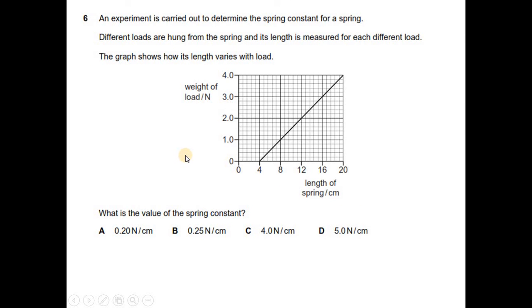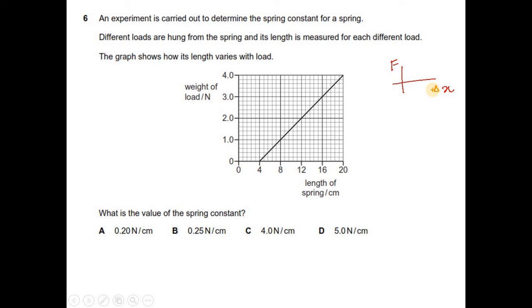Question number 6. An experiment is carried out to determine the spring constant for a spring. Different loads are hung from the spring and its length is measured for each different load. The graph shows how its length varies with load. So this is the weight and this is the length of the spring, starting from 4. What is the value of the spring constant? So we have a weight and length graph. On the other hand, we have a force and extension graph.